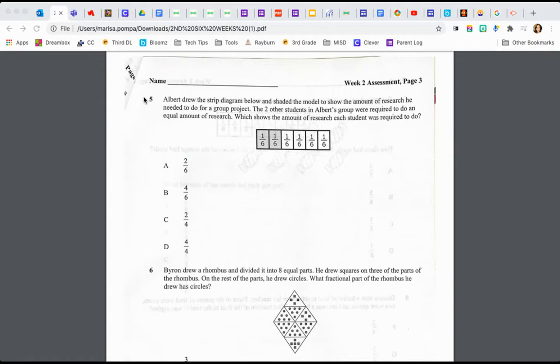Number 5. Albert drew the strip diagram below and shaded the model to show the amount of research he needed to do for a group project. The 2 other students in Albert's group were required to do an equal amount of research. Which shows the amount of research each student was required to do? A, 2/6, B, 4/6, C, 2/4, or D, 4/4? Remember to show your work, boys and girls.